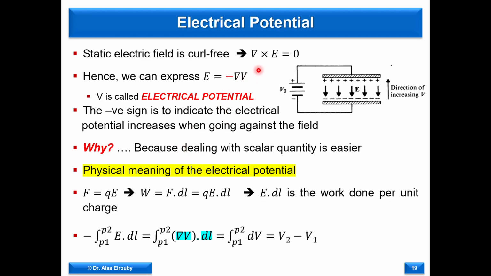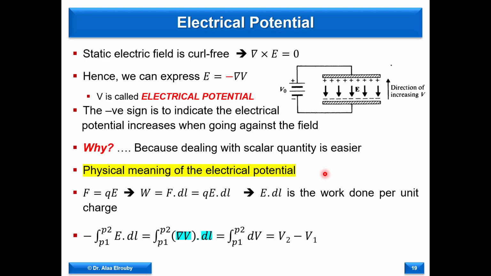Okay, so why do we need to do this? Why should we think about introducing a new quantity into the electrostatic field? The idea is that this quantity is a scalar quantity, and in many situations dealing with a scalar quantity is easier than dealing with a vectorial quantity. So the two sides are, of course, mathematically equivalent. Now we can deal with the electric field, which is a vector, or we can deal with the electrical potential, which is a scalar.